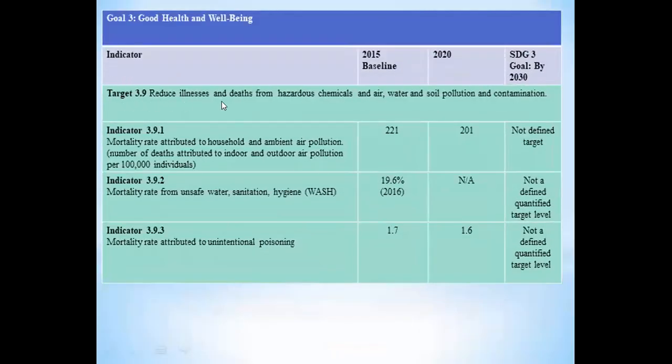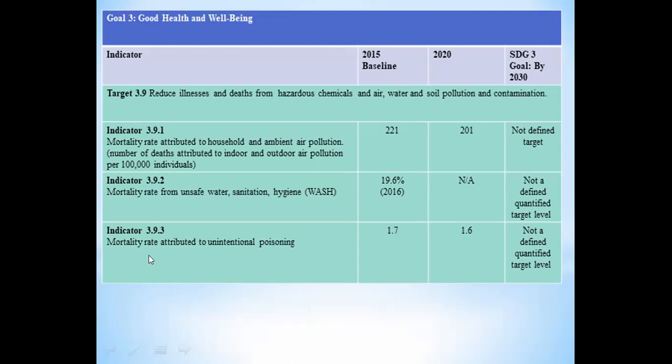Target 3.9, reduce illness and death from hazardous chemicals and air, water pollution and soil contamination. It includes indicator 3.9.1, and in 2015 it is 221, and in 2020 it is 201. So no marked reduction, stagnant, and no defined target. Indicator 3.9.2, mortality rate from unsafe water, sanitation and hygiene, 19.6 in 2016, and no data available up till now.